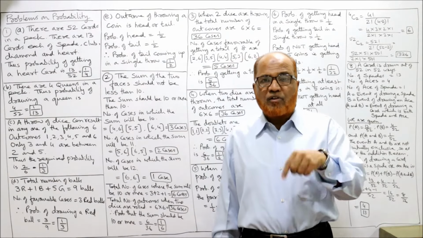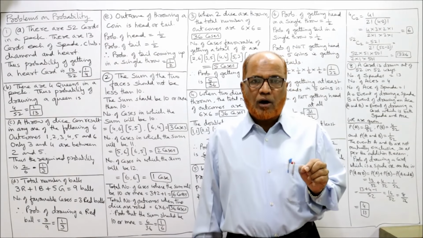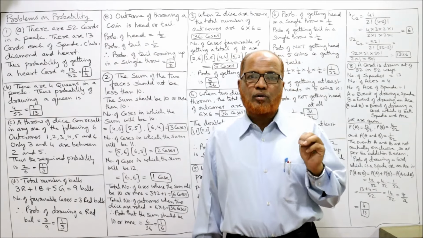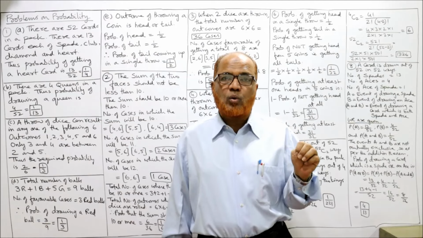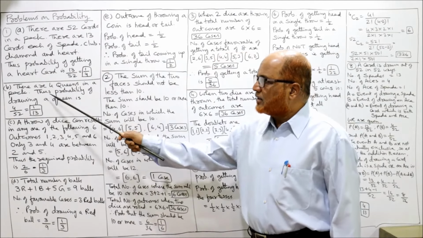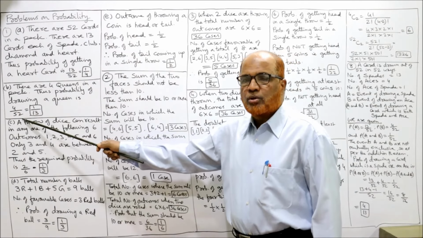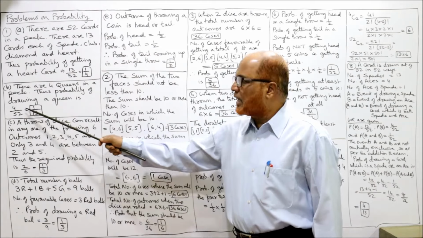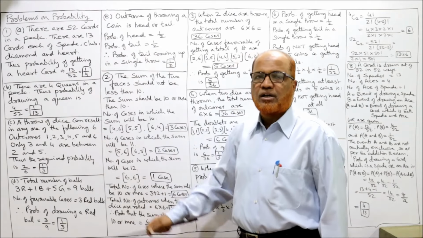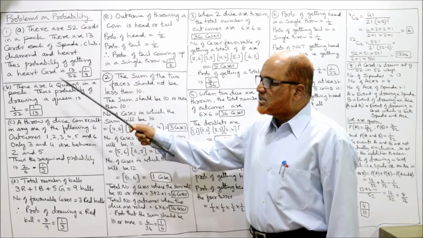नाउ न्यूमरेटर में नंबर ऑफ फेवरेबल केसेस. Our favorable case is to get the queen. How many queens are there? 4. There are 4 kings and 4 queens in the pack of cards. There are 4 queens in a pack. Thus the probability of drawing a queen is 4 by 52. So 1 by 13. If you cancel, 4 ones are 4, 4 13s are 52. That's it. So this is the B bit.